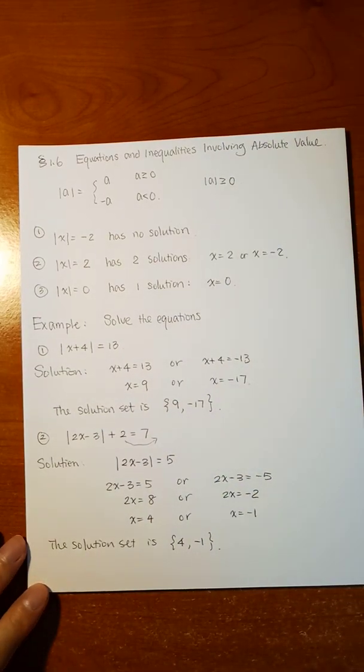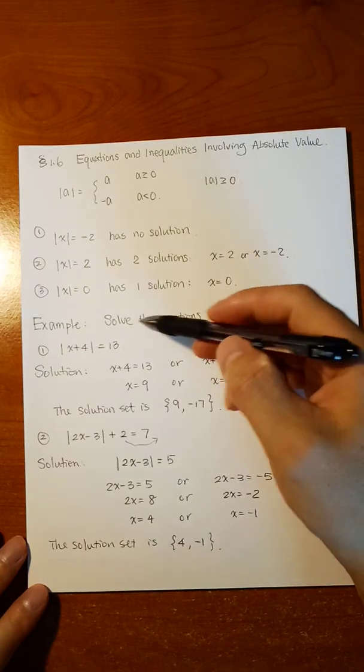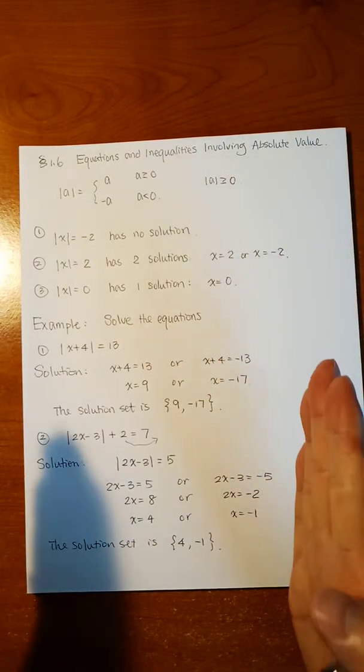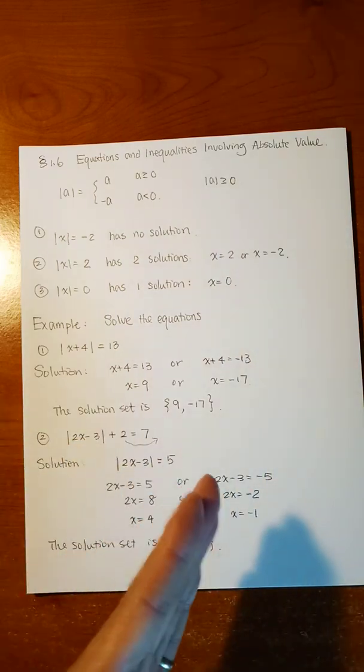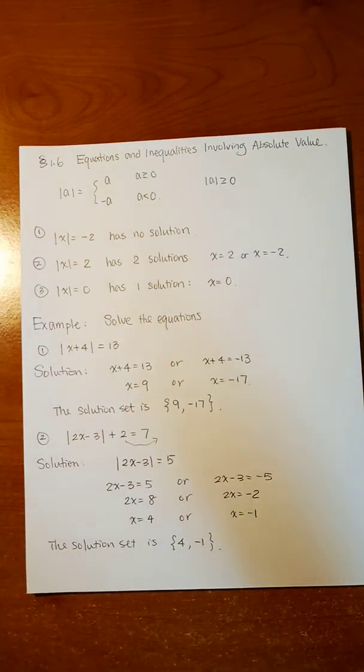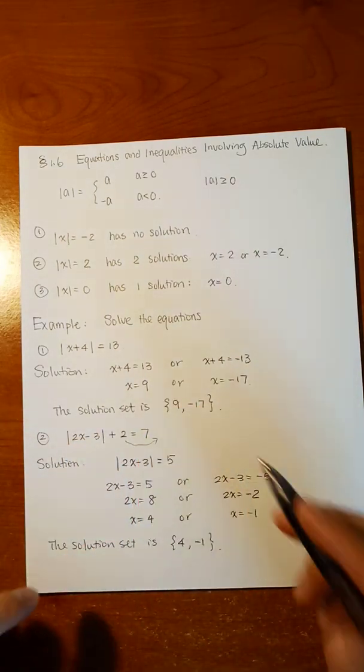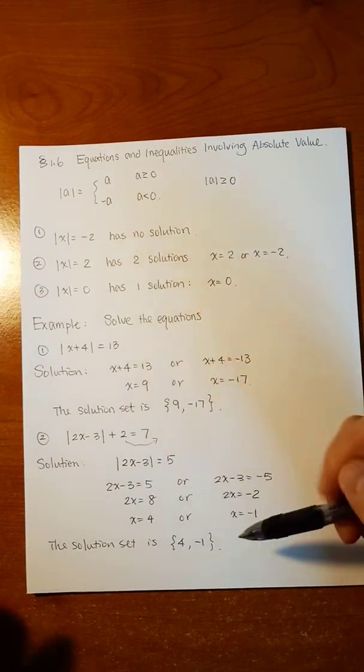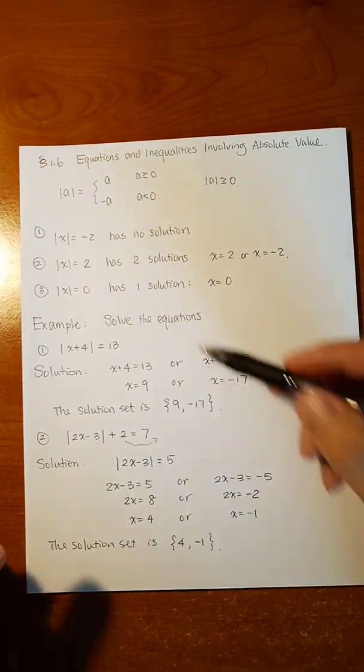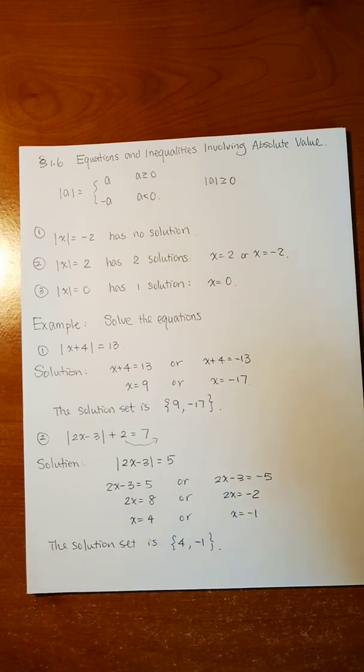So that's our equation involving absolute value. You just leave the absolute value on one side and consider the other side as a number, and then you have two choices based on the number. If the number is 0, you have just one choice. If you have a non-zero, positive number, you have two choices.